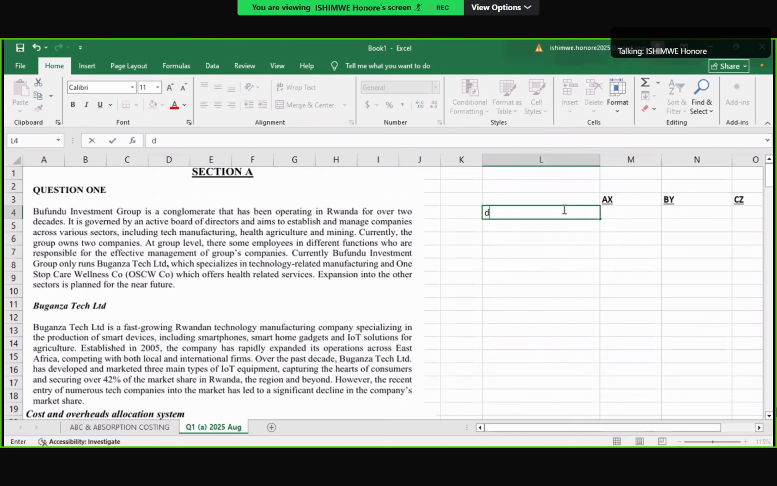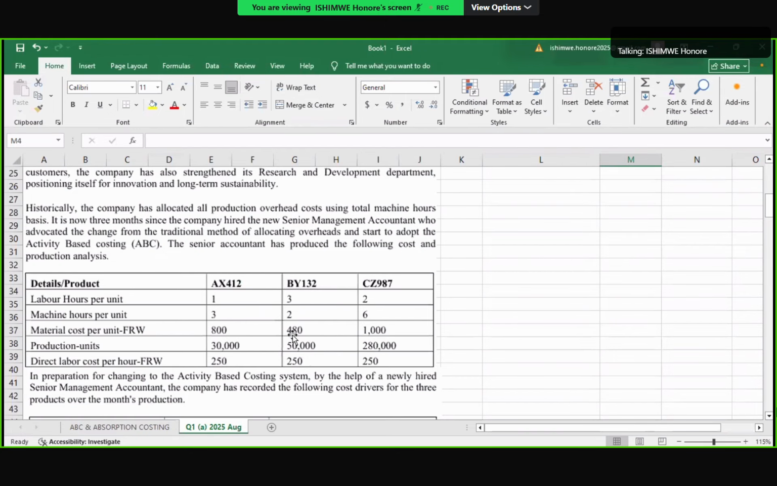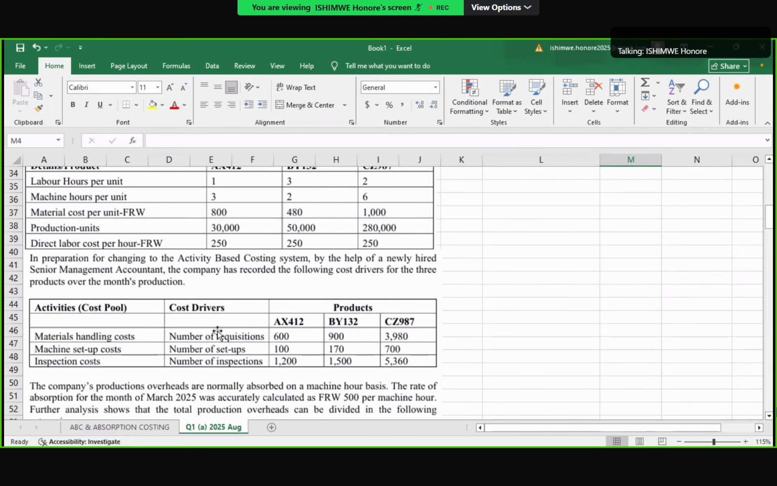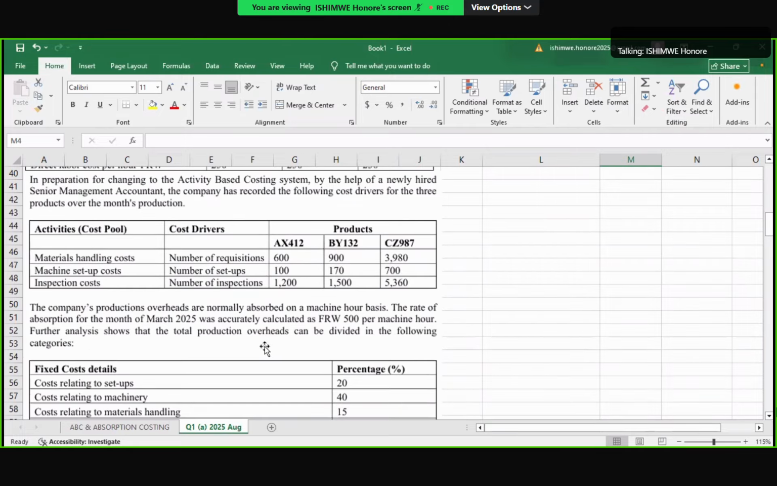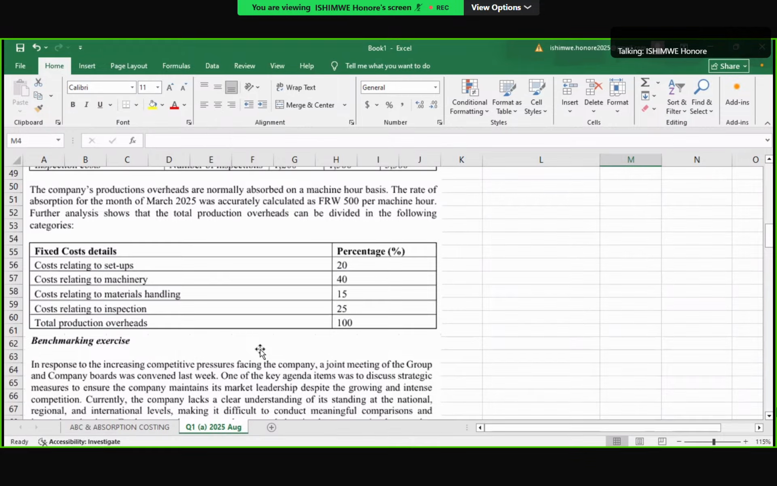So we can determine our direct material cost as well. Let's put here material cost. It is direct material. So it is 800, 480, and 1,000, multiplied by the units they produce. How many units do they produce? That's what we need to know. Okay, let's see the units they produced.